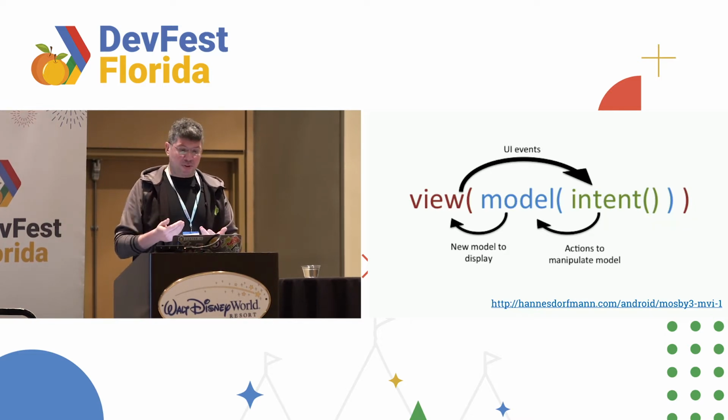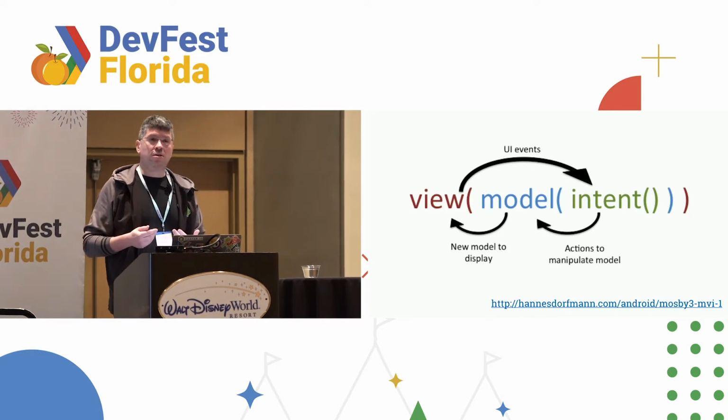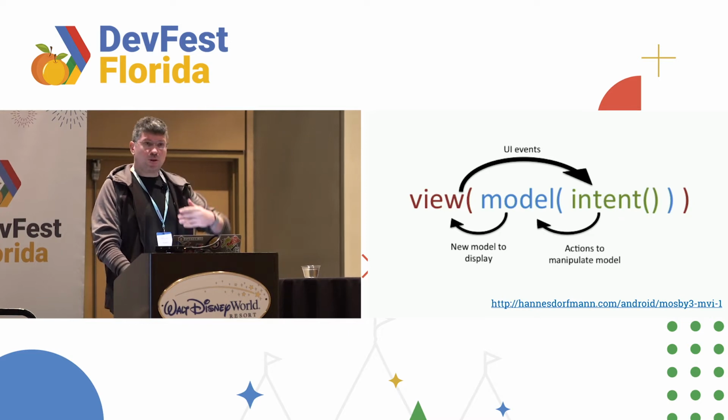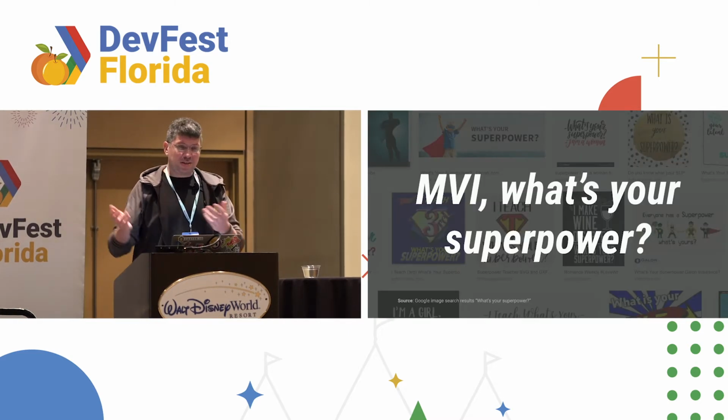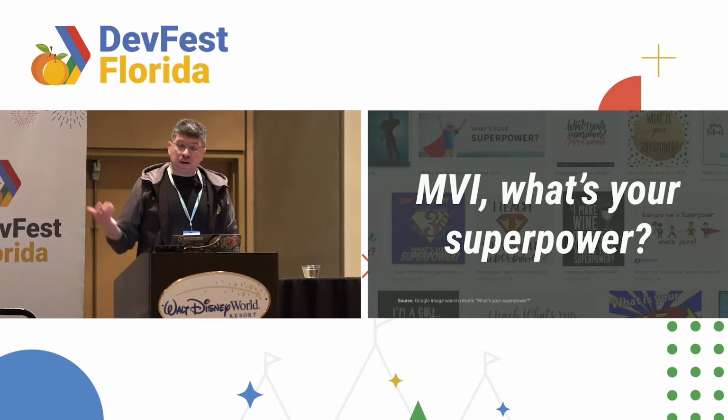Once that happens, the loop back is that the view itself subscribes to that model to be made aware of when different things change and update itself. It's a unidirectional data flow. All right, so what's so special about this pattern? What's its superpower? Why is it compelling over regular MVVM?